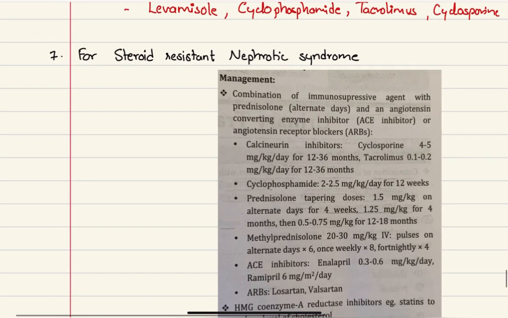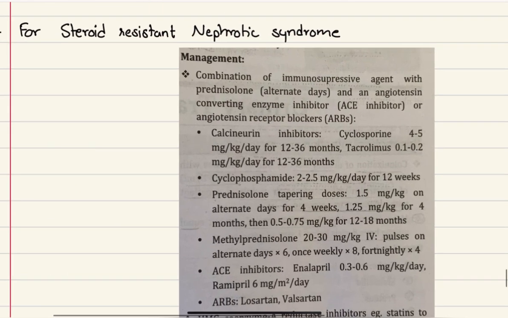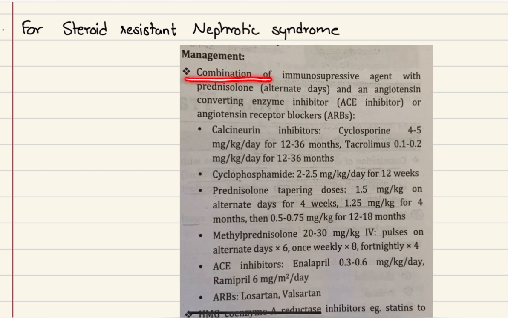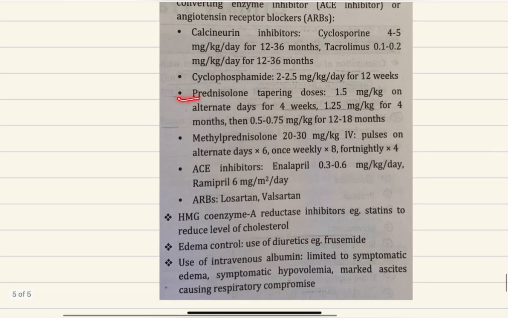Now on to the treatment of steroid resistant nephrotic syndrome. So for steroid resistant, we can use combination of immunosuppressive agents with prednisolone on alternate days and an angiotensin converting enzyme inhibitor, ACE inhibitor, or angiotensin receptor blocker, ARBs. So on immunosuppressives, we can use calcineurin inhibitors like cyclosporin, tacrolimus, cyclophosphamide, prednisolone with tapering doses like 1.5, then for 4 weeks, then 2.5 mg per kg for 4 months, and 0.5 to 0.75 mg per kg for 12 to 18 months. We can give methylprednisolone in place of prednisolone.